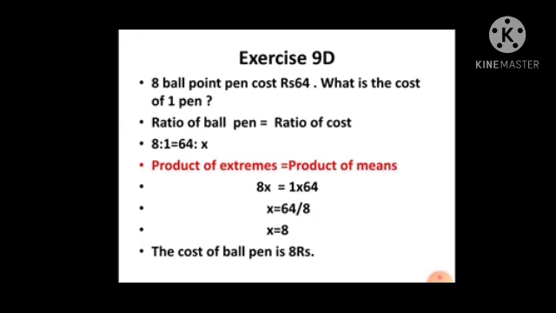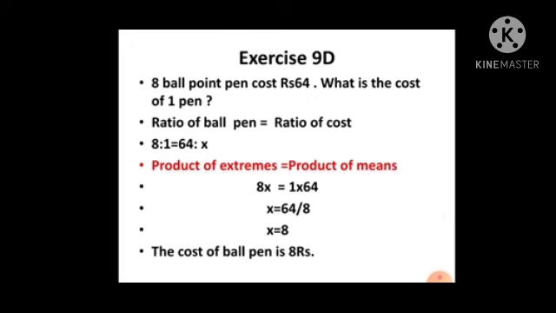So students, first we write the ratio. Ratio of ball pens is equal to ratio of cost. Now ratio of ball pens means 8 ball pens and 1 ball pen. So 8 is to 1 equal to, what is the cost of 8 pens? Rupees 64 is to x. Now what is the formula of ratio? Product of extremes equal to product of means.